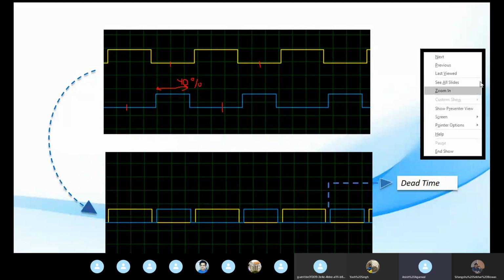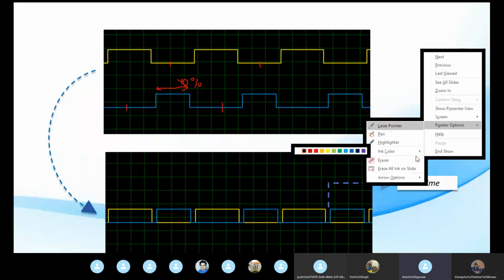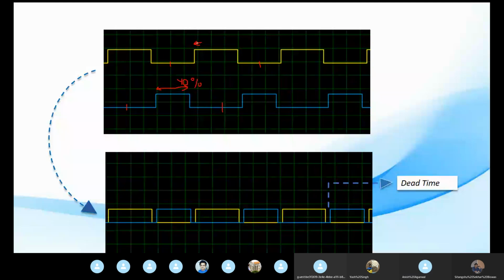But in this case, when the second wave remains on for 40% of the time, and the first wave remains off for 50% of the time, you see there is a time of 10% in total for which both the pulses are off. The time when both the pulses are off is defined as dead time. How do you calculate dead time? Dead time is basically the overlapping value.